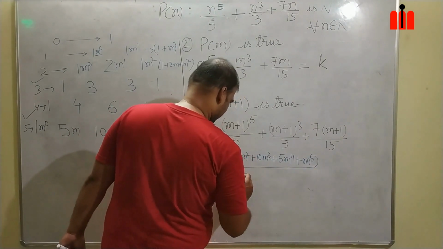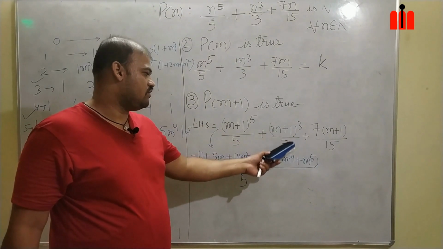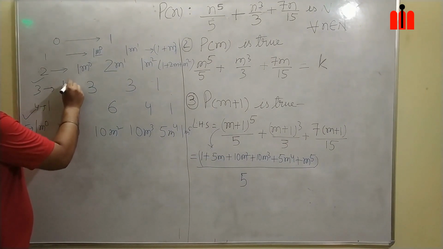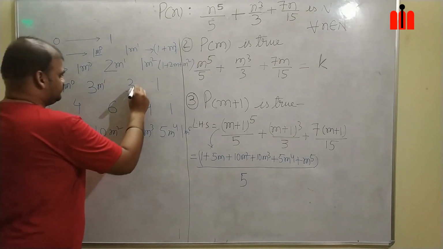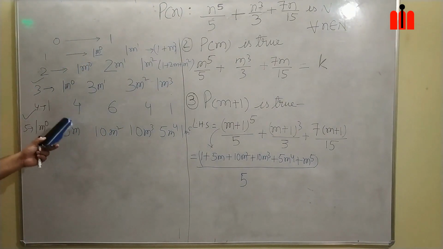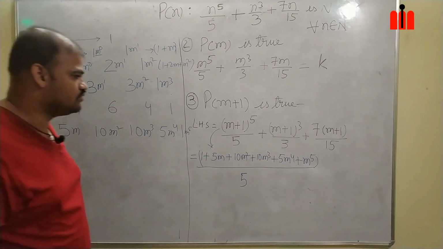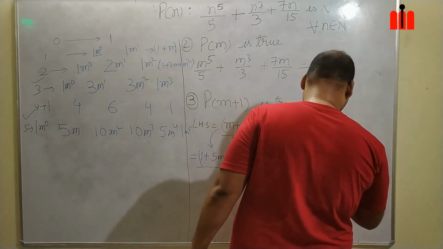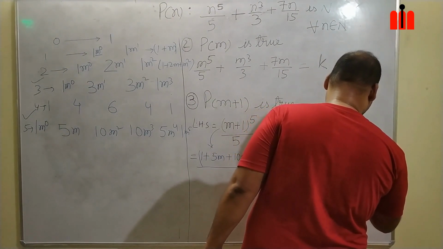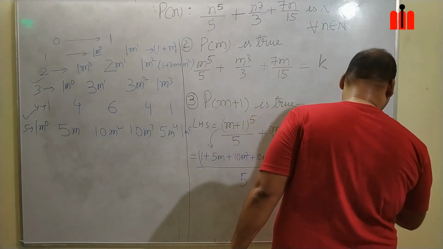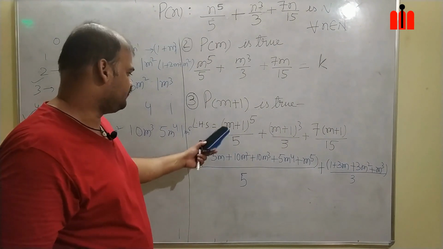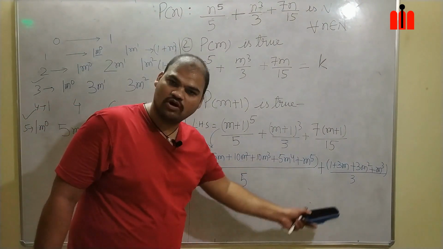Now (m + 1)^3 by 3. 3 is my third row. In this I have to start from m^0, m^1, m^2, m^3. So how will (m + 1)^3 look: 1 + 3m + 3m^2 + m^3. Let's write it. So it will be (1 + 3m + 3m^2 + m^3) by 3. Okay, now the first term got sorted out. Second term got sorted out.